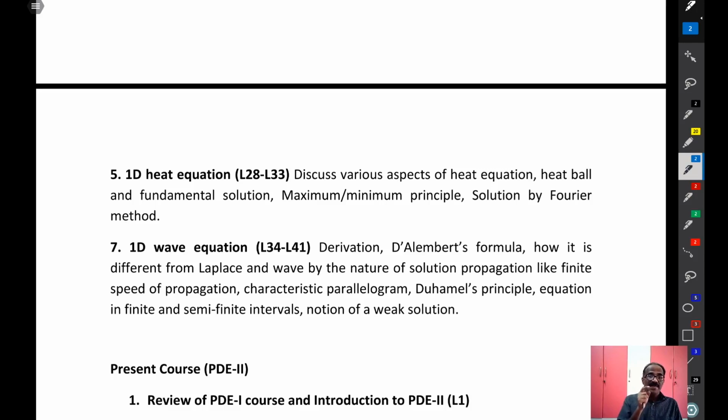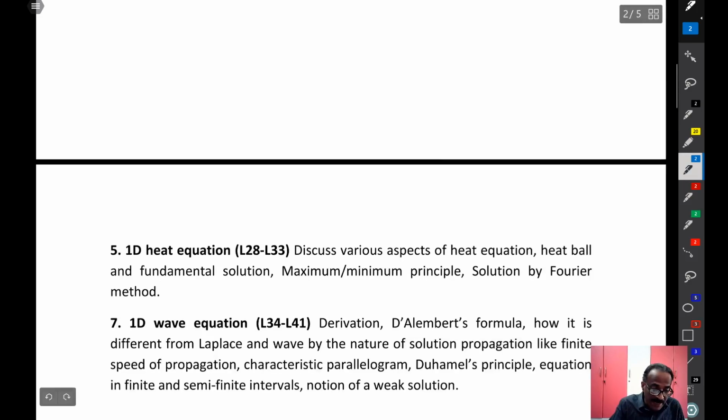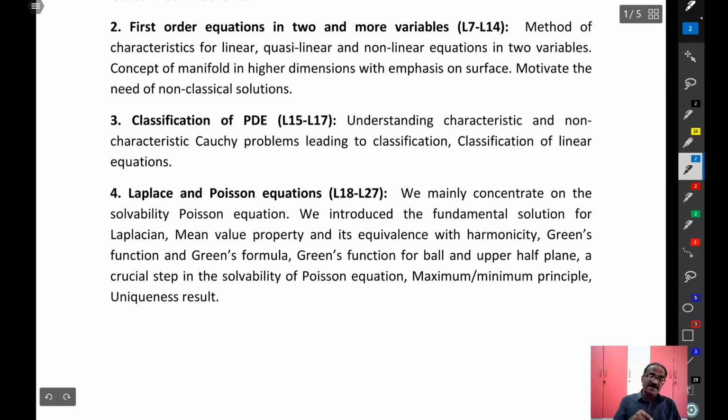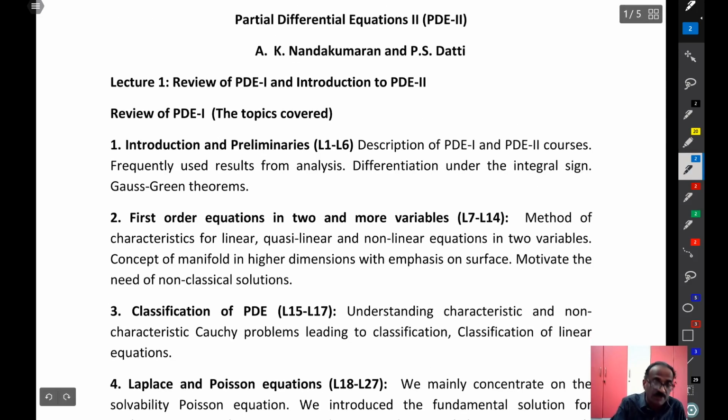So we have only discussed heat equations and wave equations in one dimension. On the other hand, you have seen the Laplace and Poisson equations. We have introduced the fundamental solutions and all these properties even in n dimensions. That was the rough discussion about the review of our first PDE course.